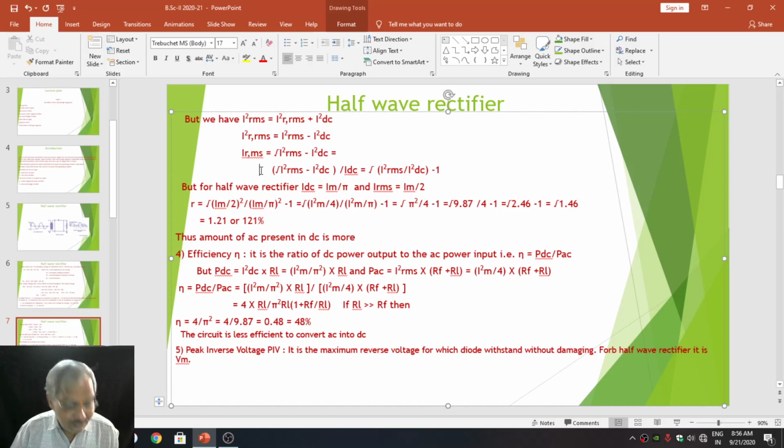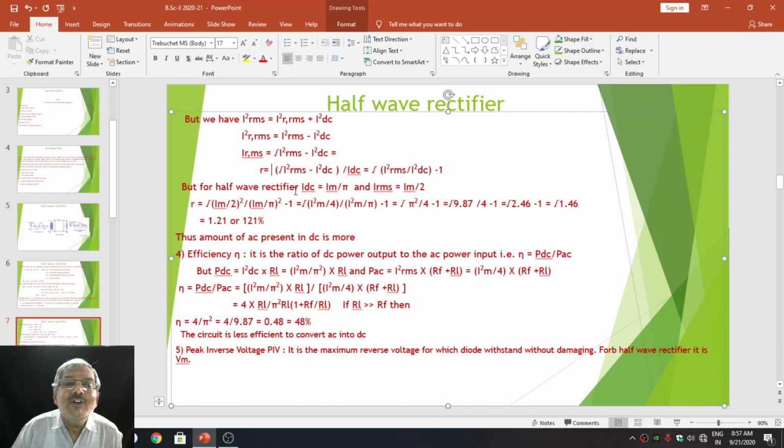So that is, ripple factor R is equal to square root of I square RMS minus I square DC upon IDC. When you take IDC under the root sign, we can write it as square root of I square RMS upon I square DC minus 1. But for a half wave rectifier, IDC is equal to Im upon pi and IRMS is equal to Im upon 2.